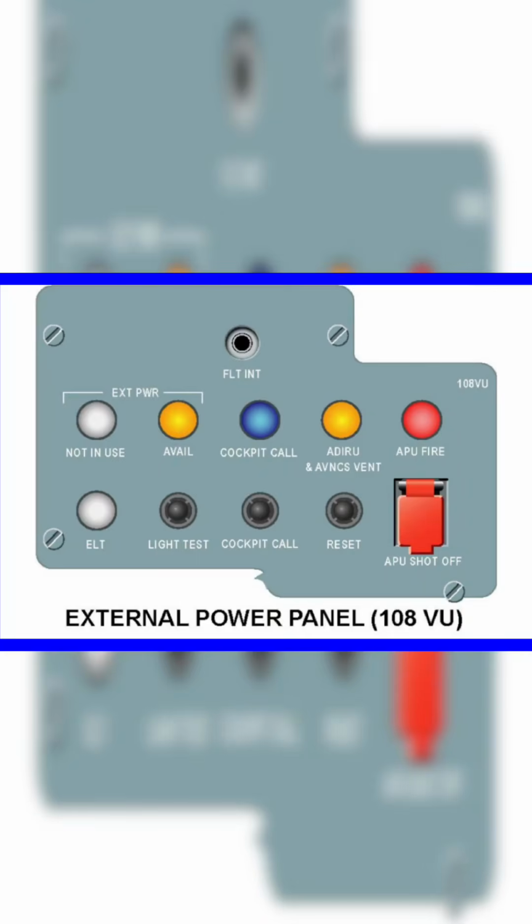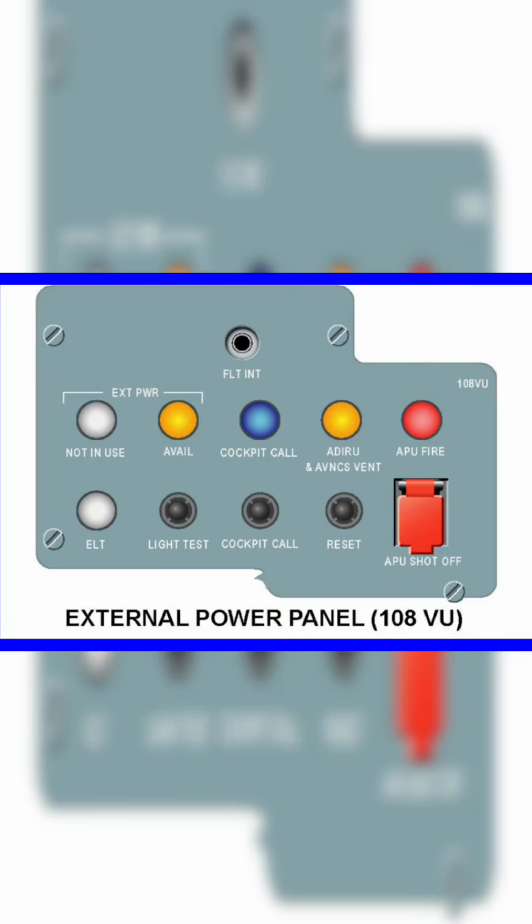Now about the light test push button. There is a condition: if ground power is not available and the aircraft is running with the APU, only the ADIRS, avionics vent and ELT lights will be tested. So just remember, if there is no GPU and the aircraft is running with the APU, you will test only the ELT and ADIRS avionics vent system lights.